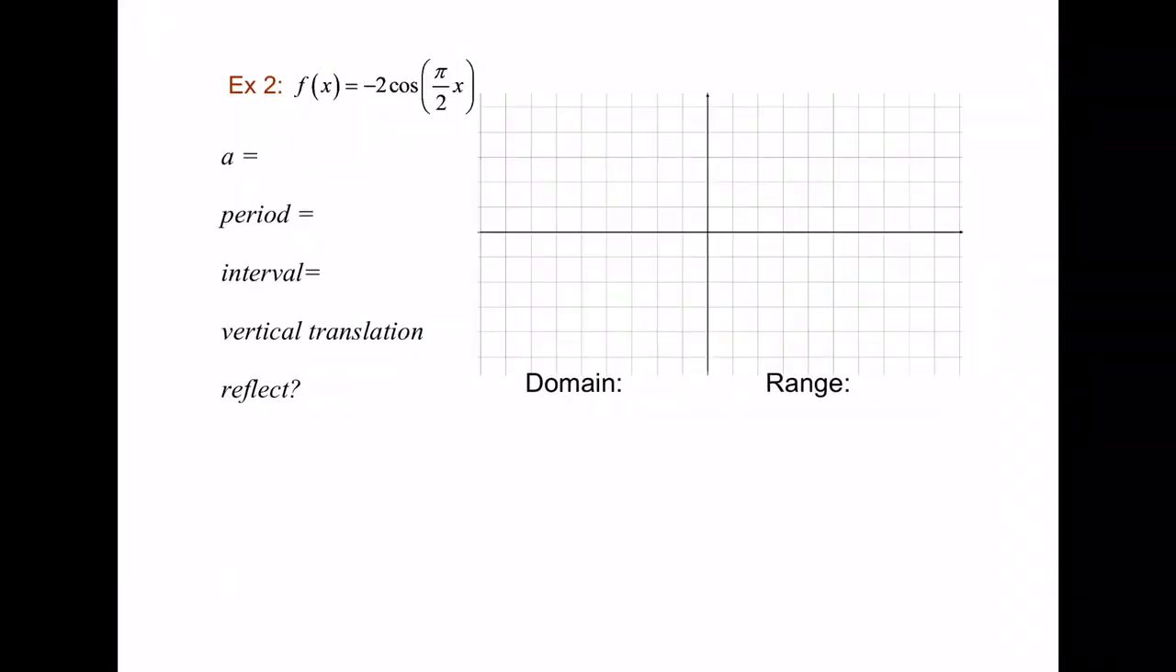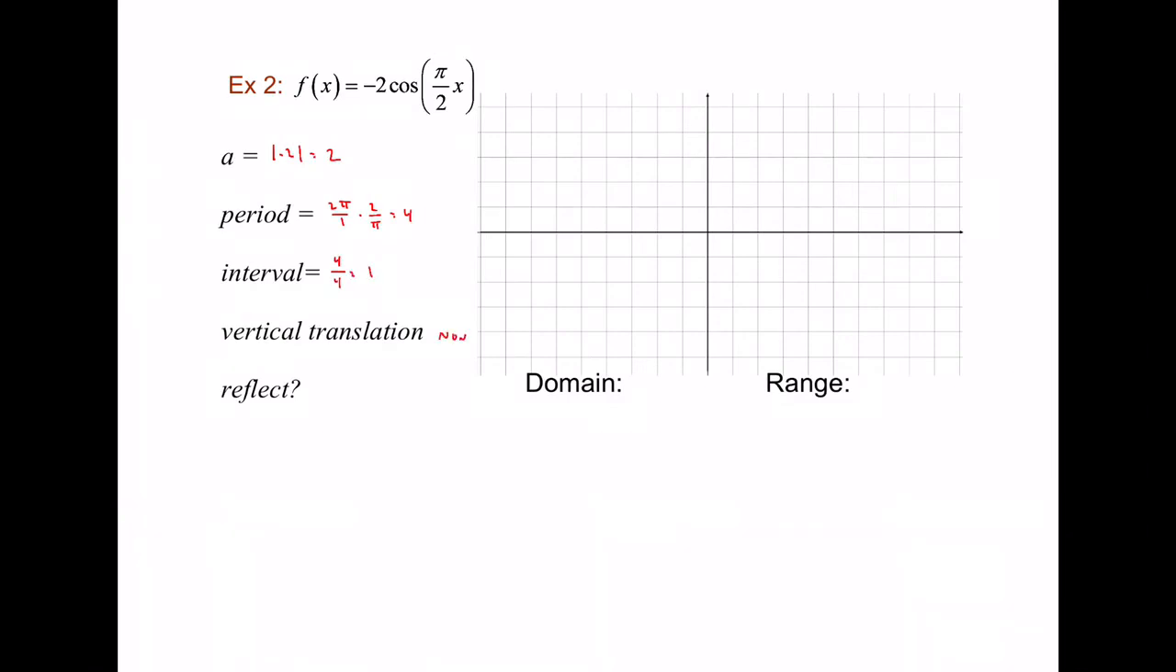All right, example 2, we have negative 2 cosine of pi over 2x. The amplitude is the absolute value of a, which is negative 2, so the absolute value of negative 2 is 2. The period is 2 pi divided by pi over 2, but since it's divided by a fraction, I'm going to multiply by the reciprocal instead. And so the pi's cancel, and it just gives you 4. Once again, that represents 4 radians still, and then the interval is the period divided by 4, which is 1.